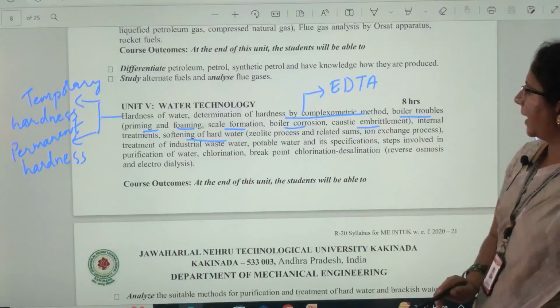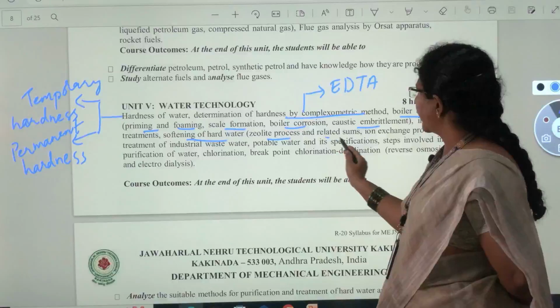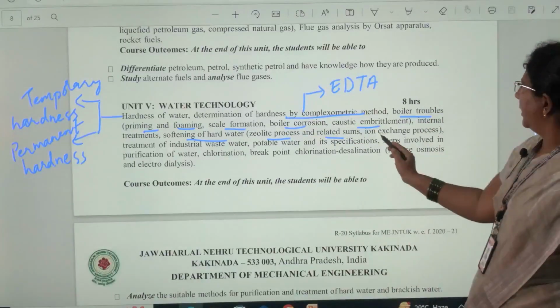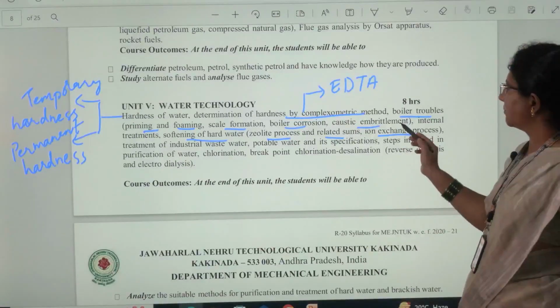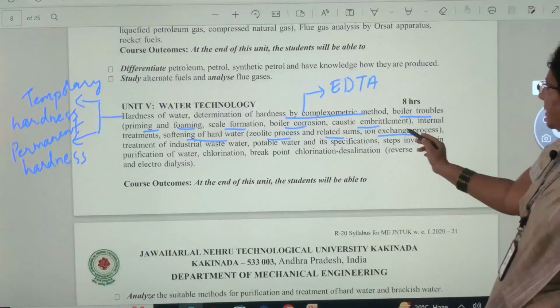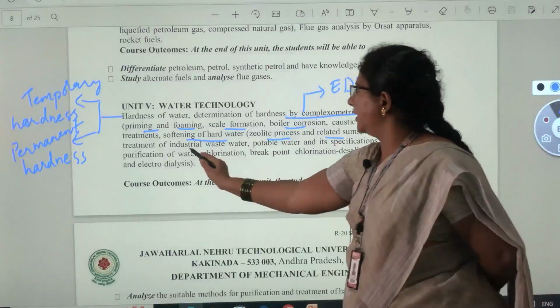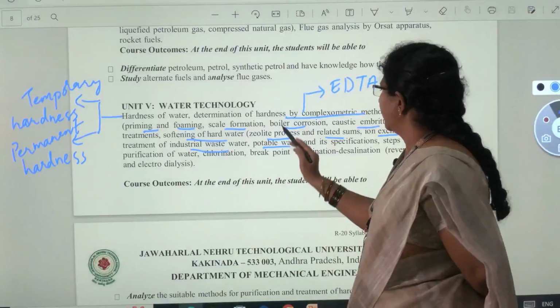Here hard water can be softened using the zeolite process, and we will practice some problems related to the zeolite process. And next one is the ion exchange process. So in the ion exchange process we will be using cation exchange resins and anion exchange resins. In detail we will discuss here. And next one is treatment of industrial wastewater. Next one is potable water.